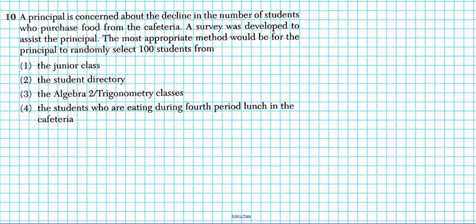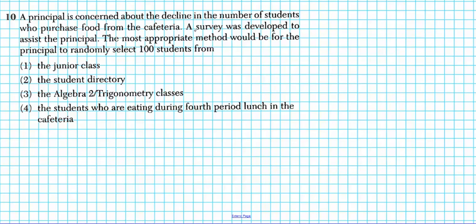Alright, let's take a look at question number 10. It reads, a principal is concerned about the decline in the number of students who purchase food from the cafeteria. A survey was developed to assist the principal. The most appropriate method would be for the principal to randomly select 100 students from. Now, which of these should the principal select 100 students from? The junior class, student directory, Algebra 2 Trig classes, or the students who are eating during fourth period lunch in the cafeteria? Okay, so let's take a look at this problem for a second.